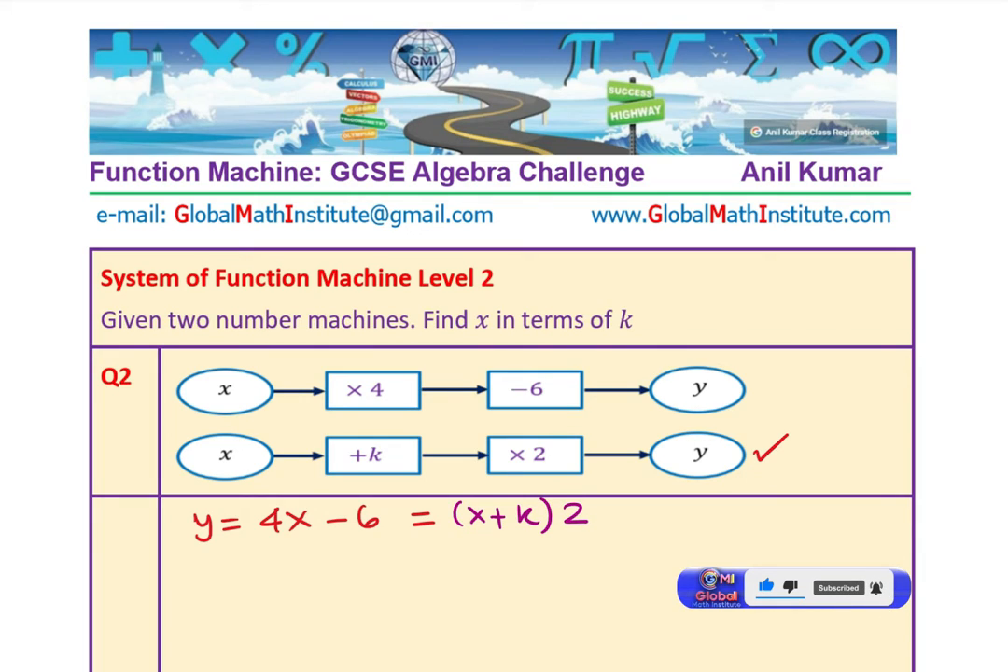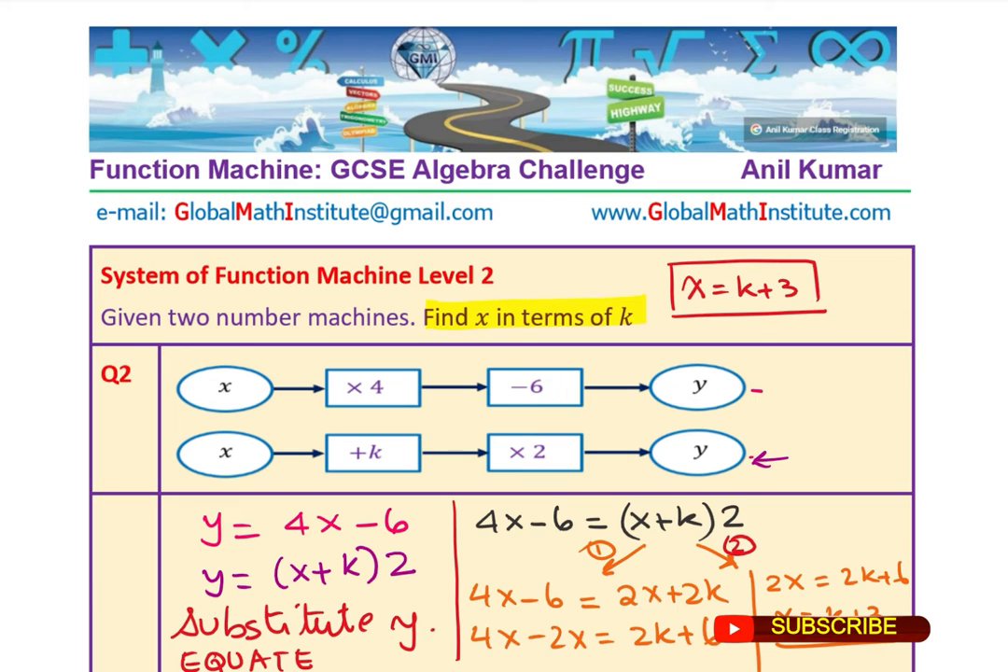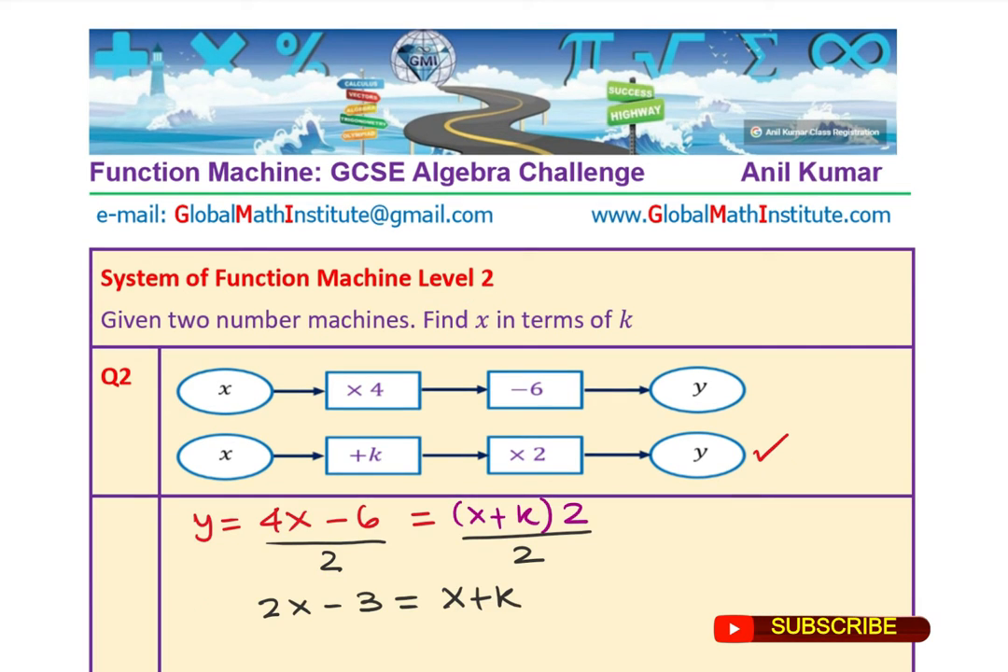Now to solve these equations, do you see, we can divide both sides by 2. Now that becomes simpler. So when you divide both sides by 2, you get 2x minus 3 equals to x plus k. Isn't that much simpler than what we did earlier? It is. Now that saves time. And in GCSE, it is very important to save time while solving even the most difficult question, right? So it makes real sense.